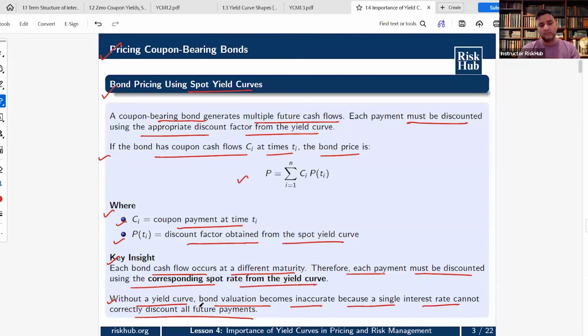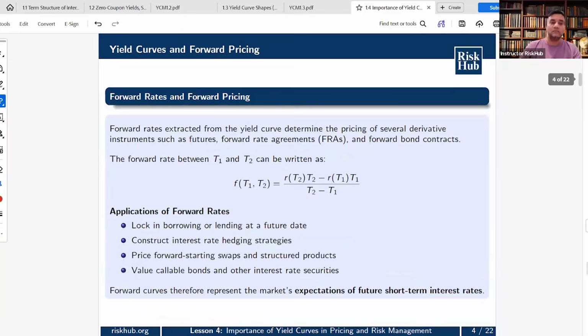Where it is used: this is the pricing engine behind bond market portfolio valuation and the duration number on slide number 8. Then we go into the next part, which is slide number 4: yield curves and forward pricing, forward rates and forward pricing. The forward rates extracted from the yield curve determine the pricing of several derivative instruments such as futures, forward rate agreements, and forward bond contracts.